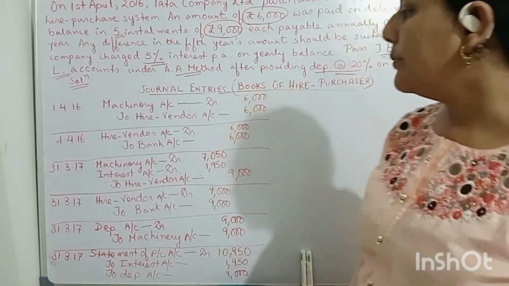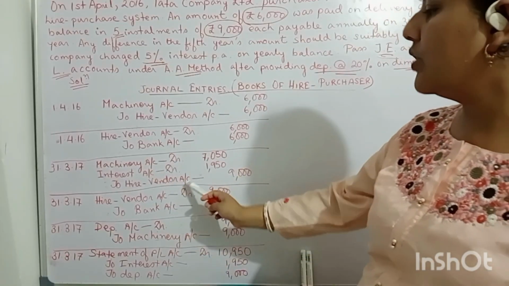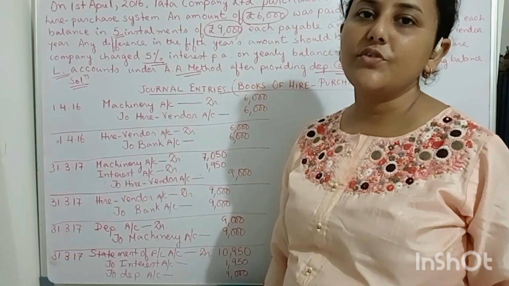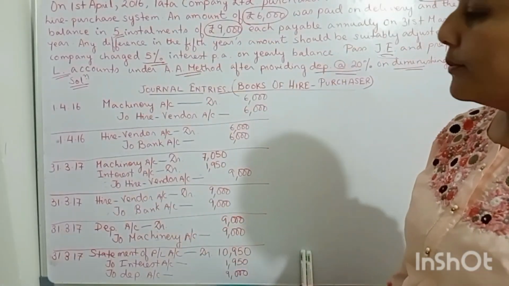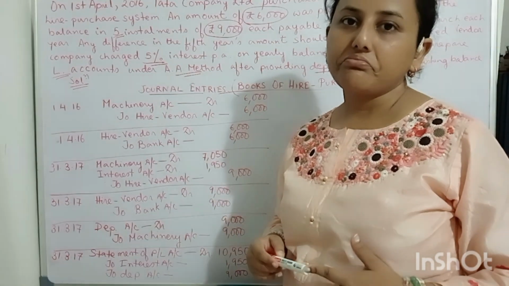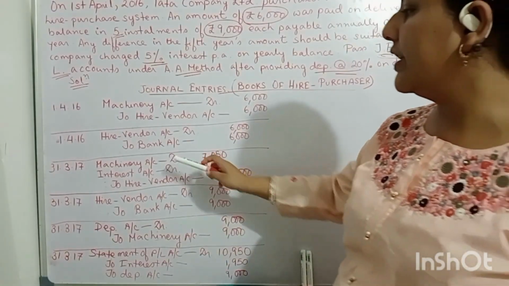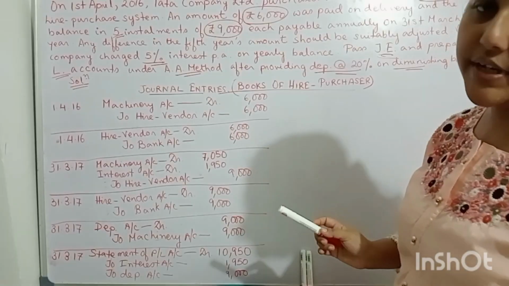31/3/2017, machinery account will be debited, interest account will be debited to hire vendor account. In the full cash price method, we have just written interest account debited to hire vendor account. But with the portion of the cash price of the asset in the value of installment, machinery account will be debited. So it is 7,050 will be debited.